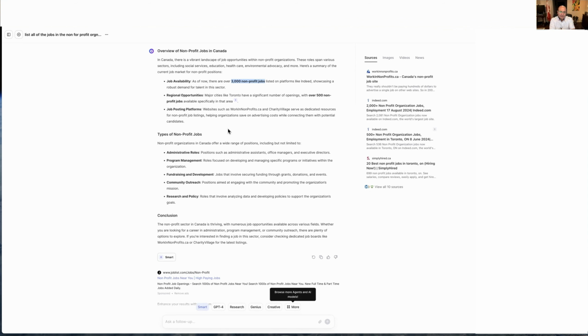The second category is program management. So again, these roles are focused on developing and managing specific programs or initiatives within the organization. We understand that your charity or nonprofit organization has some services and products to offer. Those services or products have to be developed, so we need to have timelines for the different tasks involved in the development of those programs. That's why we need program management.